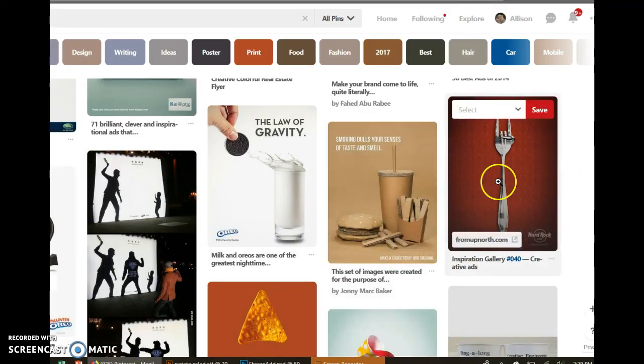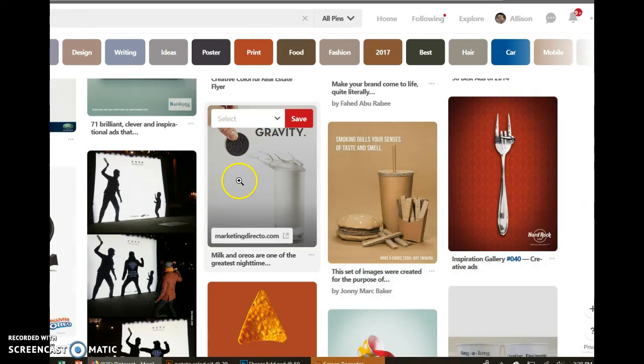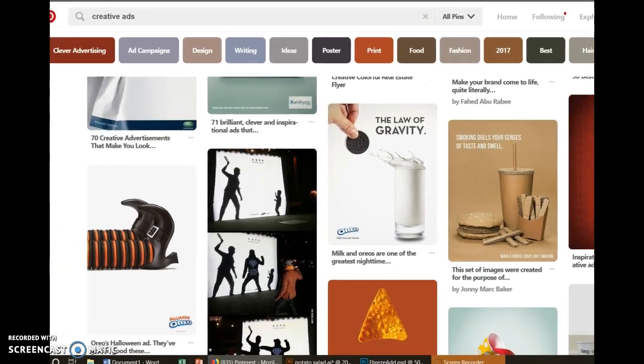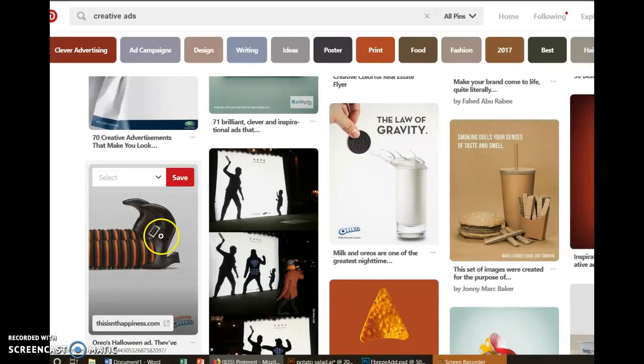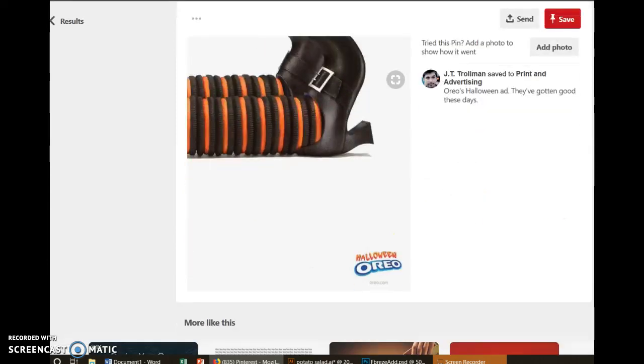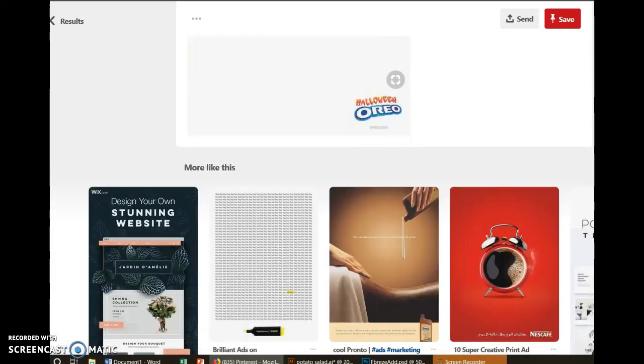That means this. That means a hard rocking fork. Or this, the laws of gravity. Milk is flowing to that Oreo cookie. Okay, so two images. You have your Oreos and you have your shoes. Putting these two images together to send a message, okay, about their cool Halloween Oreos. All right.